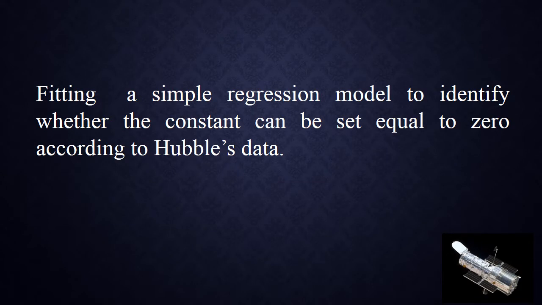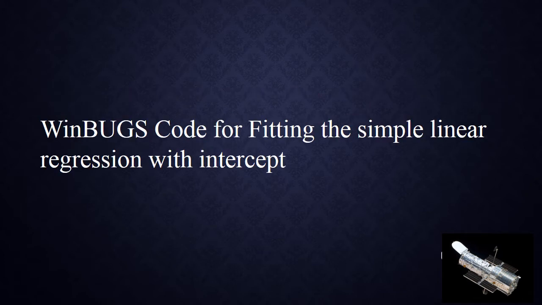There are two models in simple linear regression, such as with intercept and without intercept, or with constant and without constant. According to Hubble's law, we should have the model without intercept or without constant. So let's try to fit a simple regression model to identify whether the constant or intercept can be set equal to 0 according to this data. To fit the simple linear regression model, we use the Bayesian analysis with WinBUGS. So let's go to the WinBUGS code.